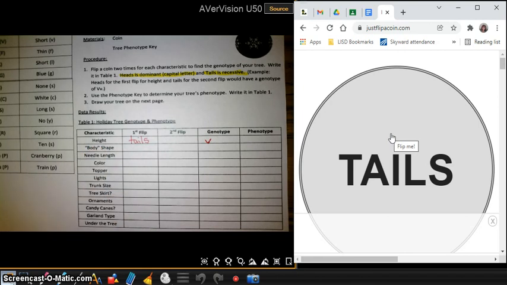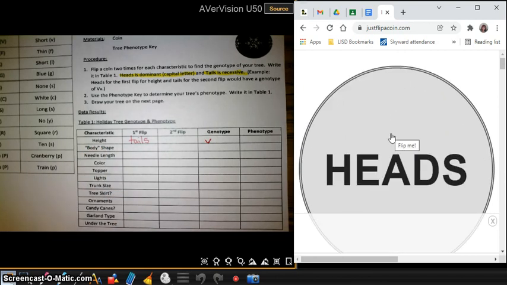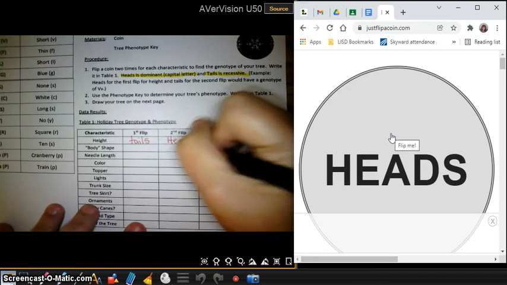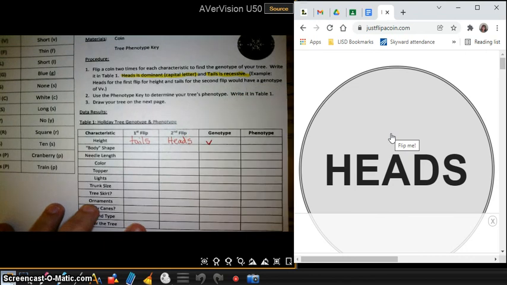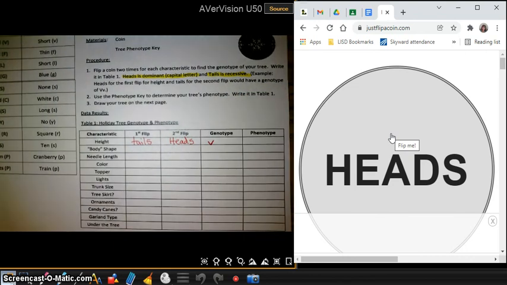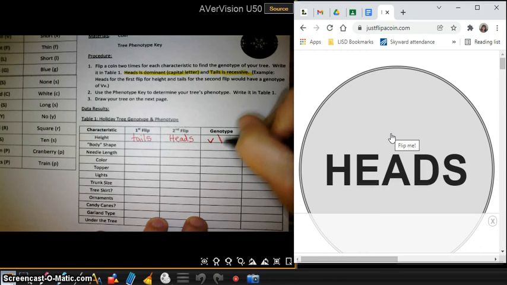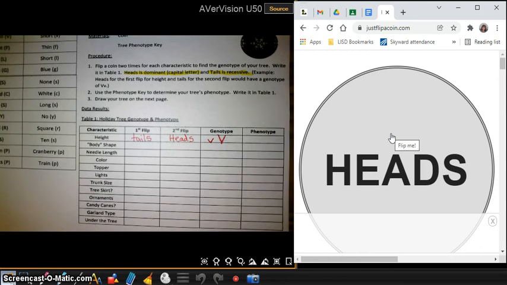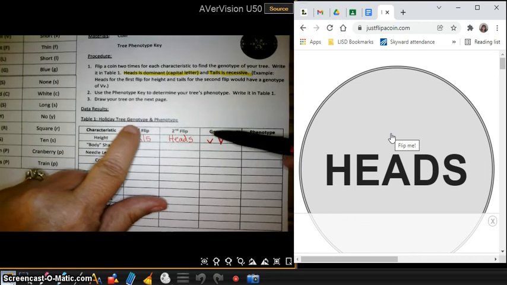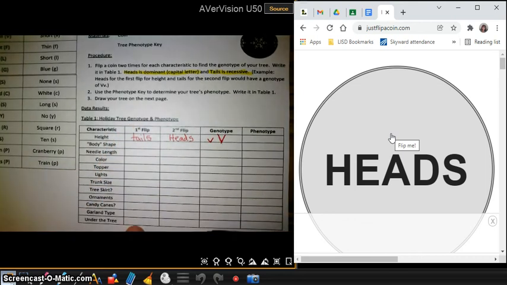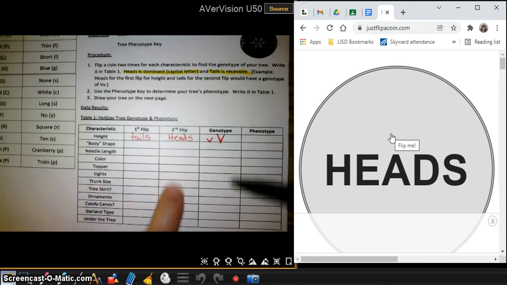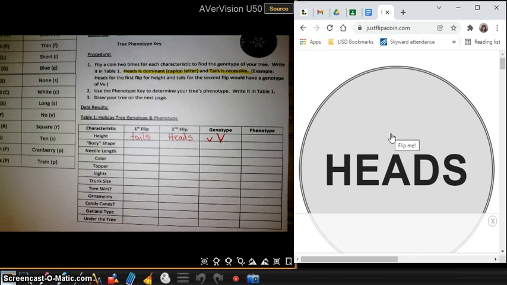Now I'm going to flip again, my second flip, and I got heads. So I'm going to write heads as my second flip. And that means it's the dominant trait, meaning I'm going to write a capital letter. And for very tall, capital V is the dominant trait. So I'm going to put a V. Now, most of the time, you're going to see the capital written first. I'm just doing it this way so that everything that's in the first column is from the first flip, and everything that's in the second column is for the second flip.